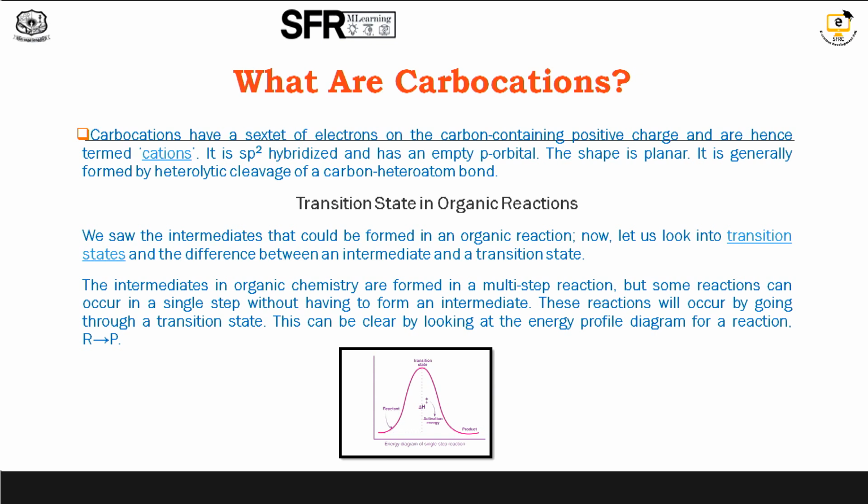The intermediates in organic chemistry are formed in a multiple step reaction, and some reactions can occur in a single step without having to form an intermediate, and these reactions occur by going through the transition state. This can be made clear by looking at the energy profile diagram for the reaction, reactant giving product. You see the picture, it clearly shows the energy of your reactant and the product and the energy of the transition state. It is always high, as indicated in the figure, and that energy difference is called activation energy, which each and every reactant must attain to become product.